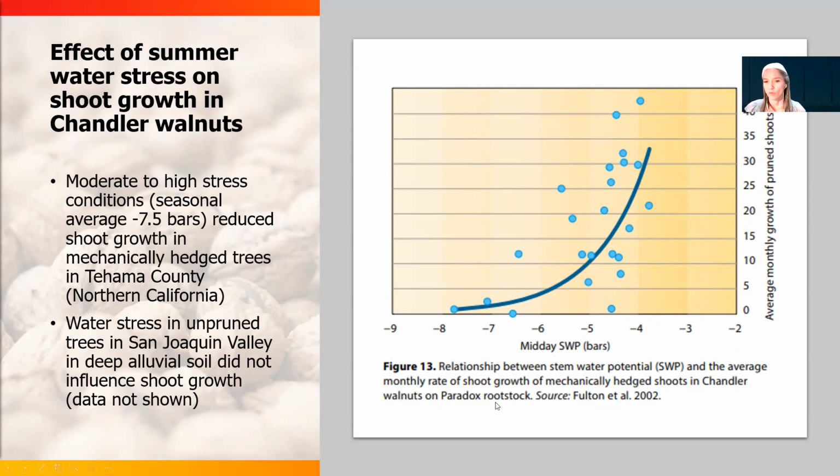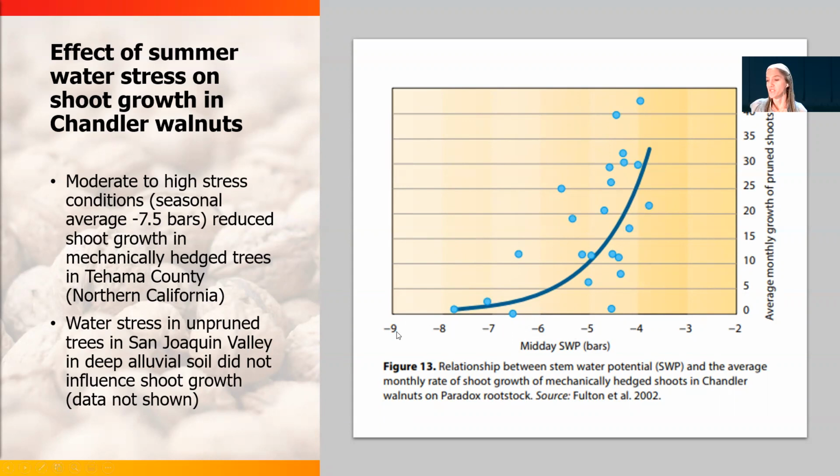So shoot growth was observed in both locations, and there was a relationship between the average monthly growth of prune shoots and stress conditions. When you have low levels of stress, remember I said -2 to -4 bars, we're going to have no reduction in shoot growth. Maybe with mild and moderate stress, we might see a slight reduction in prune shoot growth, and then a significant reduction when we get closer to that -8 bar range.